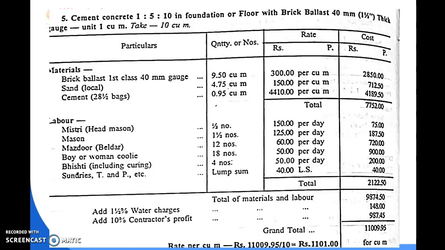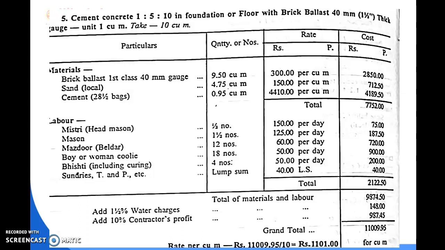So here the brick ballast per cubic cost we consider 3,000 rupees, the sand per cubic cost is 150 rupees, and the cement per cubic cost is 4,410 rupees, or we also consider it as per bag, which is 280 rupees. So here the cement cost is 4,410. So the total cost of the brick ballast is 2,850. How can we define it? The per cubic cost is 3,000. Here 9.50 cubic is used. So 9.50 cubic into 3,000 is equal to 2,850, right?